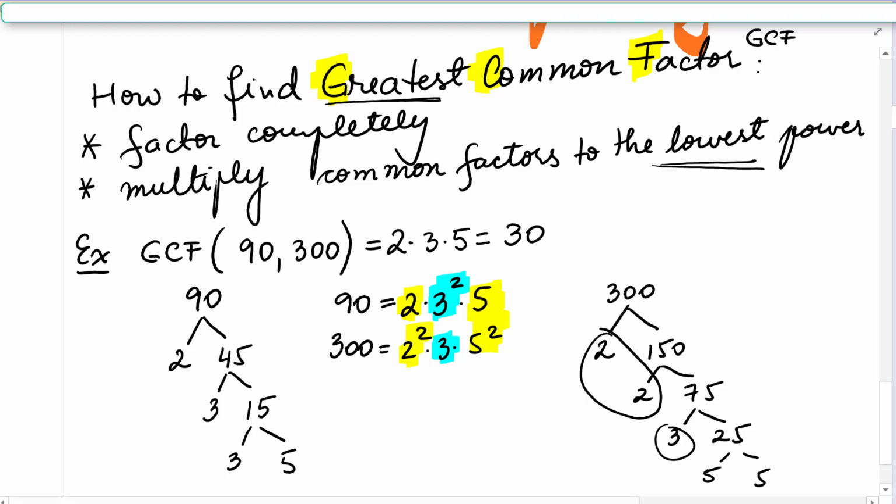What does that mean? If we divide 90 by 30, we get a whole number, 3. If we divide 300 by 30, we get a whole number, 10. And 30 is the greatest common factor because 2 is a common factor of 90 and 300. 3, it's also. 6, it's also. 15, it's also a common factor, but out of all those factors, the greatest one, it's 30.